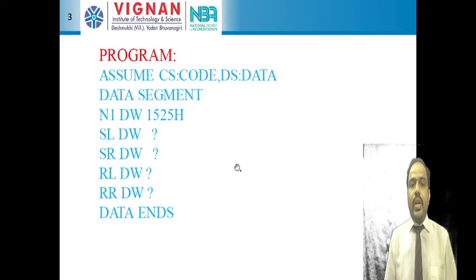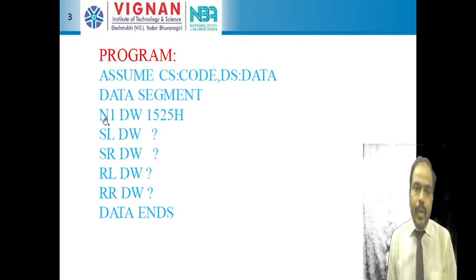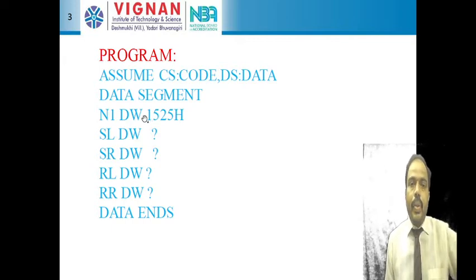In the theory class we already discussed shift left, shift right, rotate left and rotate right. Once again I will try to discuss here also. First, for the number which is to be operated on, we have to allocate a memory location. I am giving the name N1. Here I am using 16-bit data, that's why we allocate a 16-bit memory location. So N1 DW, define word, 1525H, this is the given number, on which we operate shift left, shift right, rotate left, rotate right.